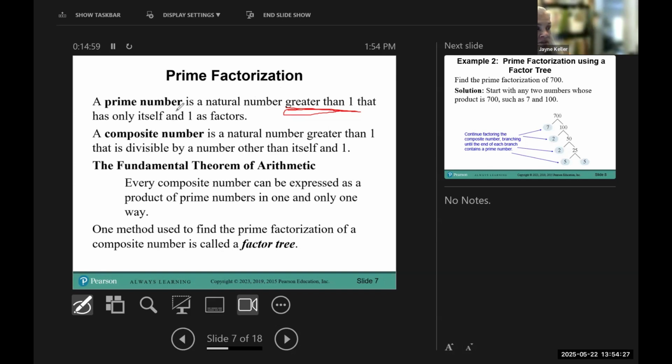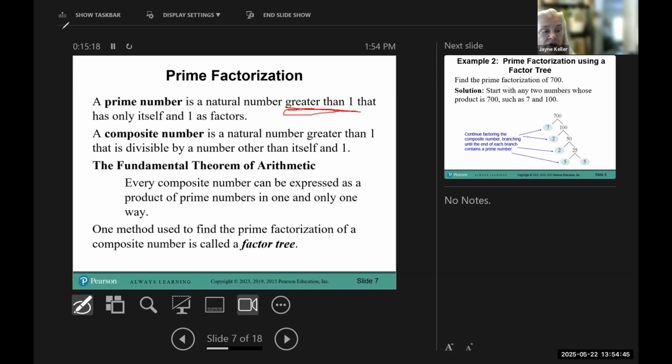Now, does that mean that all of the odd numbers are prime? No, right? 3 is prime, and 5 is prime, and 7 is prime, but 9 has factors 1, 3, and 9. So 9 is a composite number.